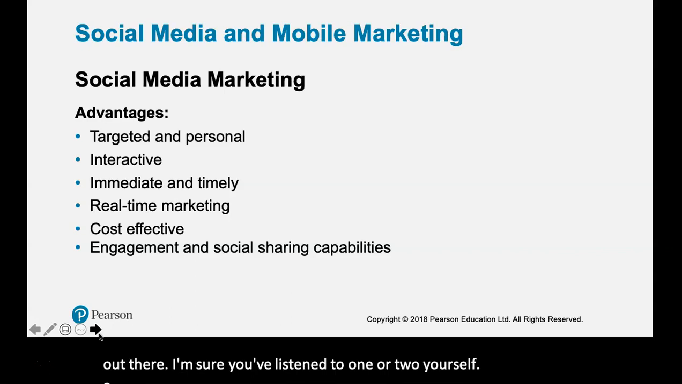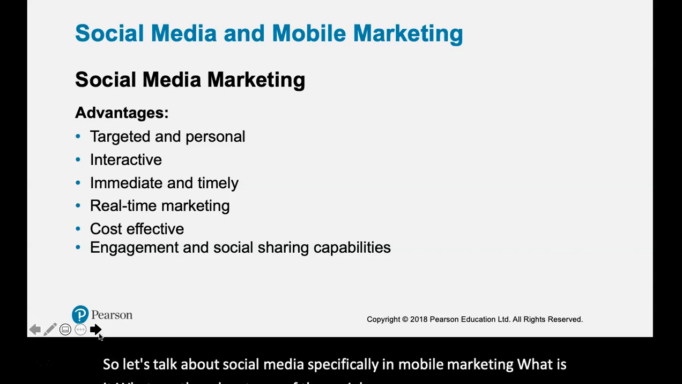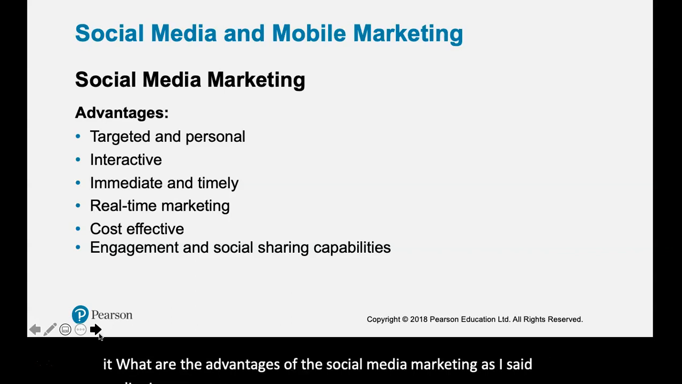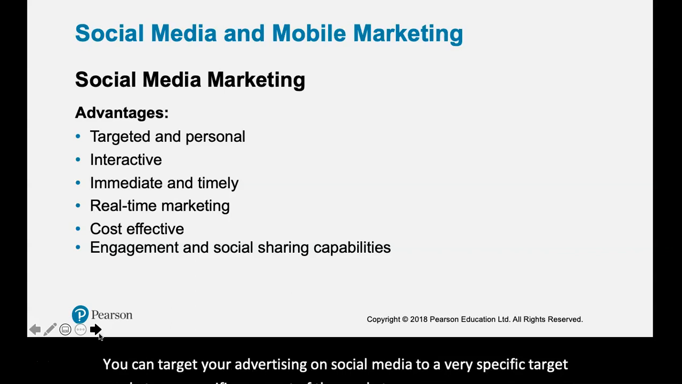So let's talk about social media specifically and mobile marketing. What is it? What are the advantages of social media marketing? As I said earlier in one of my slides, it has become the most popular form of advertising, bypassing television, radio, and newspaper. One of the reasons why it's done that is because it's very targeted. You can target your advertising on social media to a very specific target market, a very specific segment of the market. It's targeted, but it's also personal, and it's very interactive.